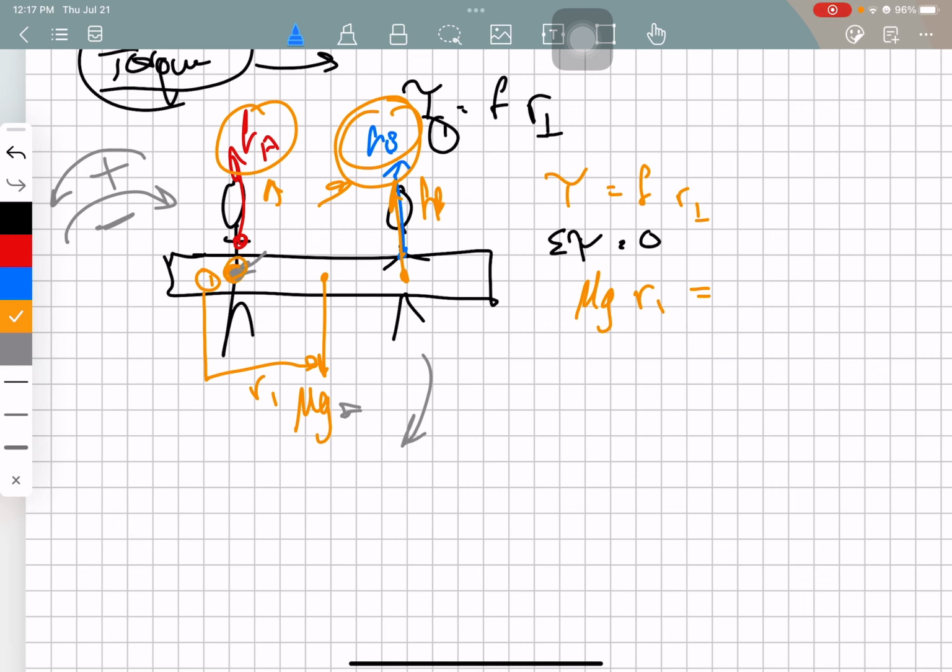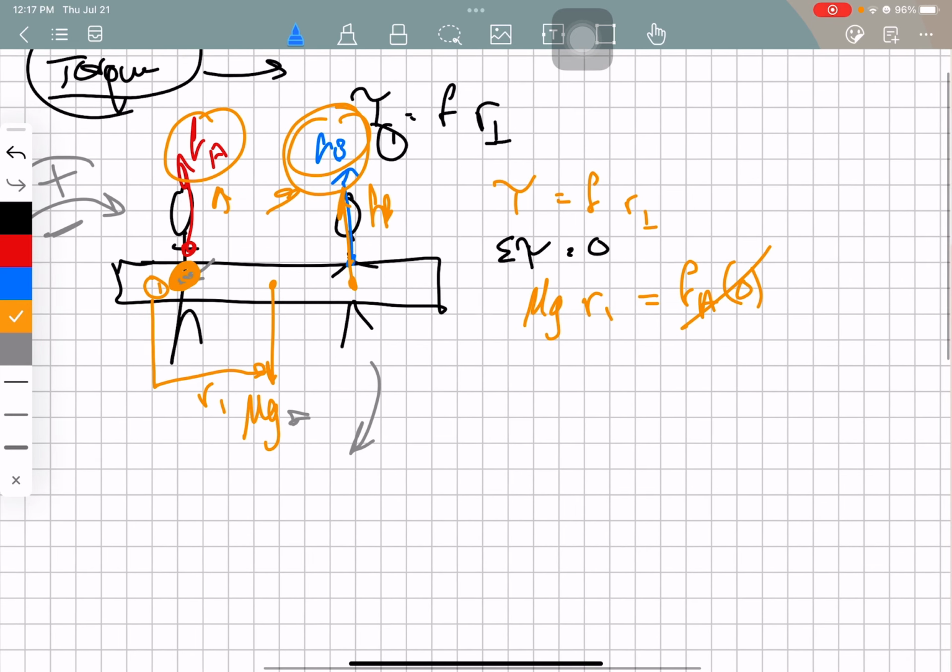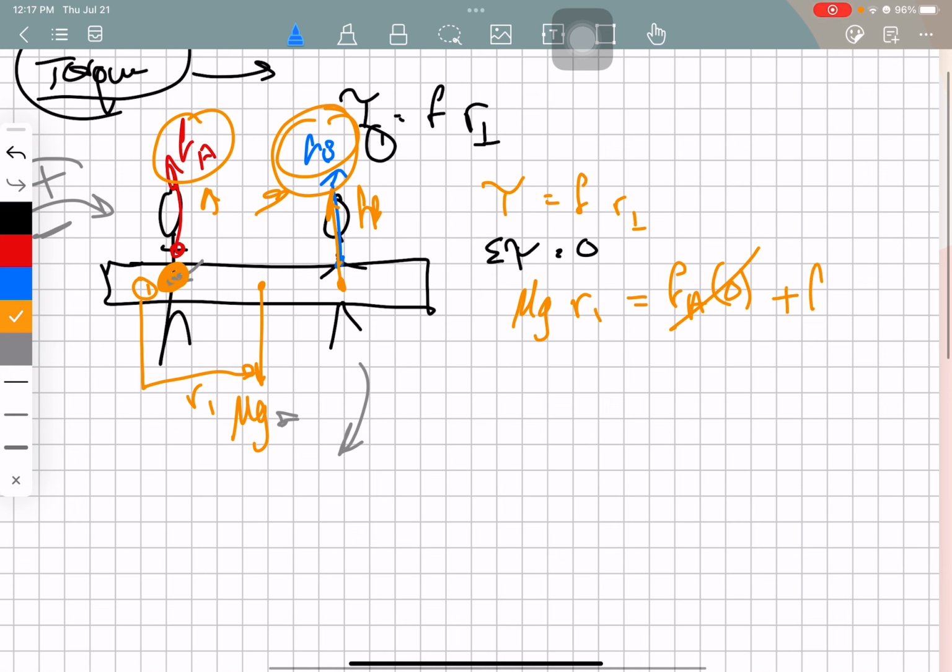So my pivot point is at A. So I'm going to say FA, but the distance is 0 because it is the pivot point, so it's not going to count, so we don't care much about it. And then we're going to add the FB times distance 2, which is from here to here. That's my distance 2 that we could find.